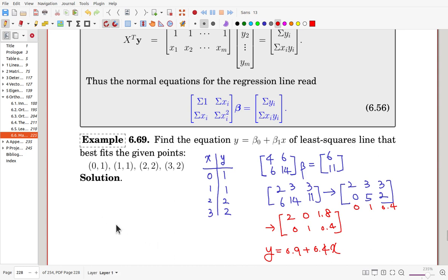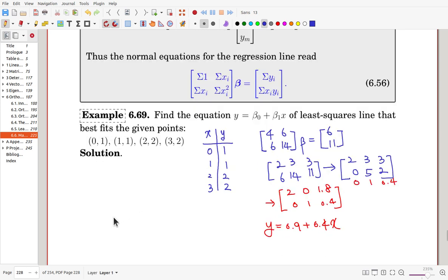We can check by using some graph. Let's try to visualize the data points and the model we found for this problem. Here we have the x-axis and y-axis, from 0, 1, 2, 3. Now x is 0, then y equals 1. And again, 1 and 1 here. And then x is 2, then the value is 2. And again, one more time, 2 here. Right? That's the data points.